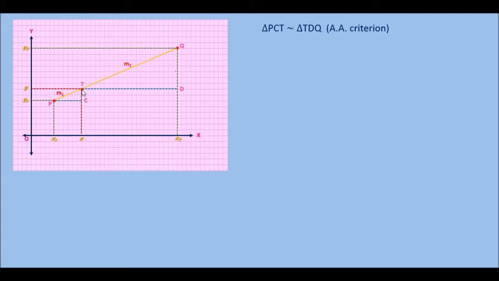Now for PTC, the middle letter is T, and for TQD, the middle letter is Q. Since I have written T as the third letter of this triangle, Q should be the third letter of the bigger triangle, and the remaining letter will be coming in the middle position, obviously. This is known as point-to-point matching.